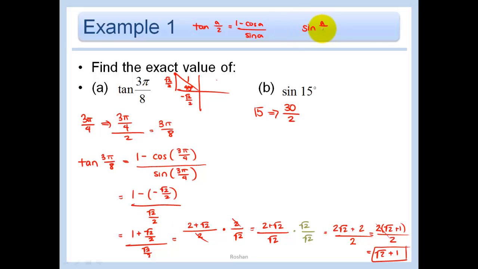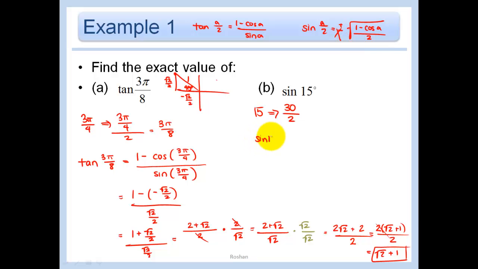Sine a over 2 is plus or minus root 1 minus cosine a over 2. Now, in order to determine if it's a plus or the minus, where is 15 degrees? 15 degrees is in the first quadrant. So the sign is positive there, so I'm going to cross out the negative one. I don't have to deal with a negative one. Again, because the sine of 15 degrees is positive in quadrant 1, you can cross out the negative. So let's go ahead and apply the formula now.